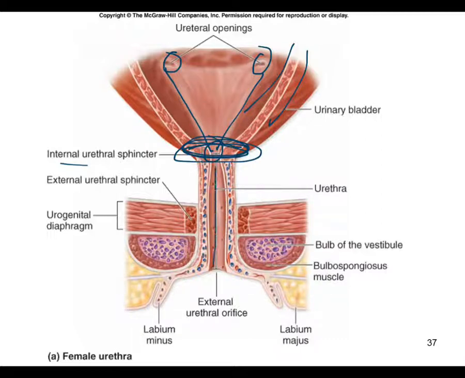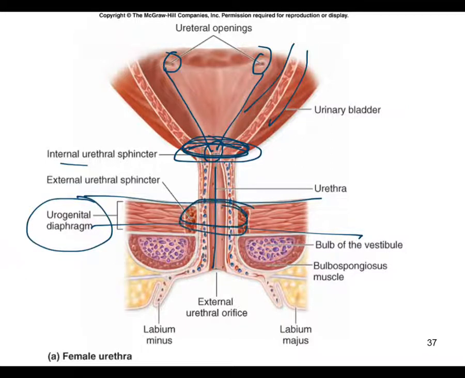Relatively short urethra. This muscle layer is the urogenital diaphragm, a part of which is wrapped around the urethra, and that is the external sphincter. And then the urethra exiting at the orifice, basically between the labia minora.